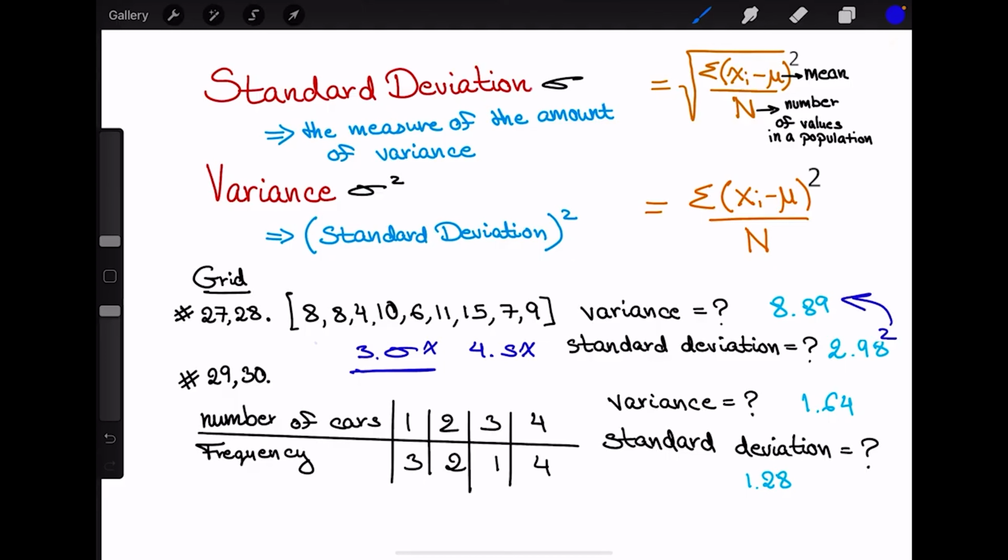Simple as that. 29 and 30 is pretty much the same thing, except it has a frequency list. Now, although it says it has a number of cars, it never explicitly stated it was taken out from a bigger group of cars. So you still use the third option in this case. So same process, find standard deviation, then square it in order to find the variance.